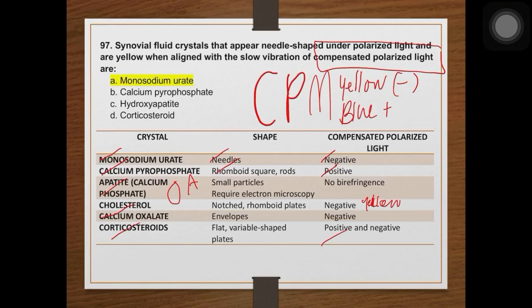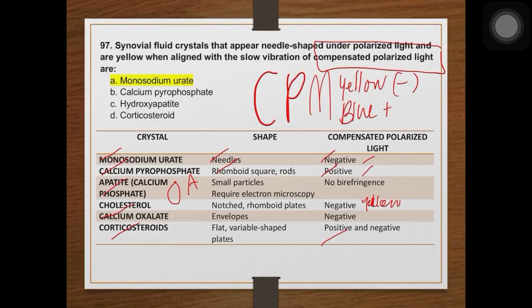Take note, monosodium urate or uric acid, crystal associated with gout, under a polarizing microscope, yellow, an indication of negative birefringence. Pseudo-gout, calcium pyrophosphate, under a polarizing microscope, blue, an indication of positive birefringence.